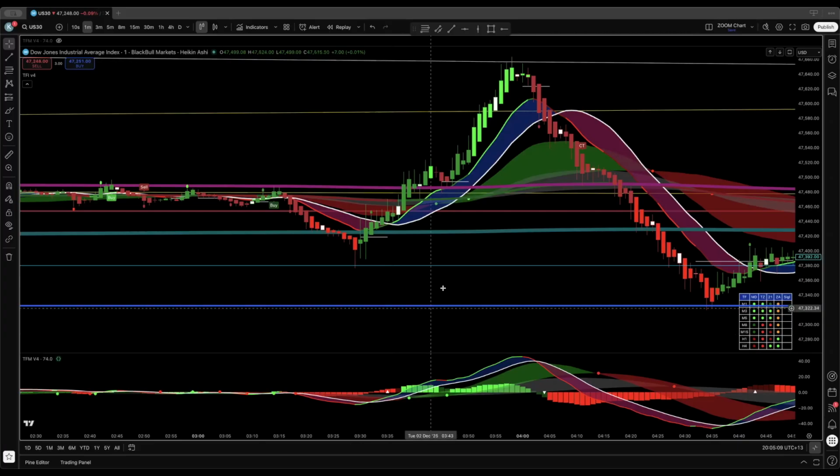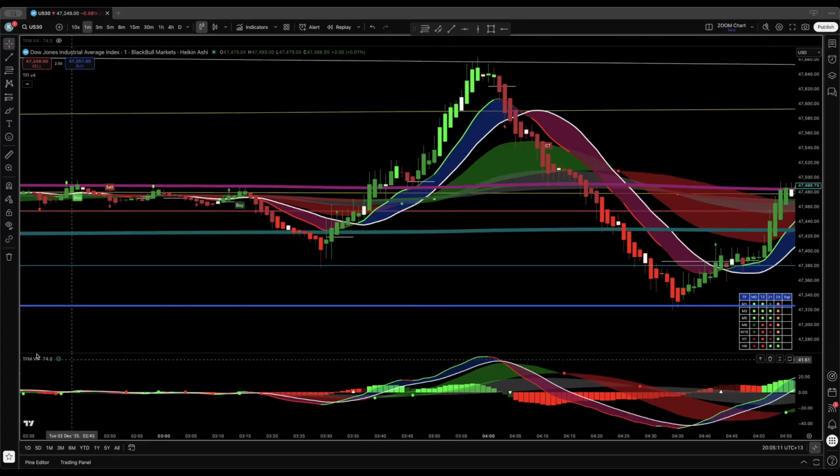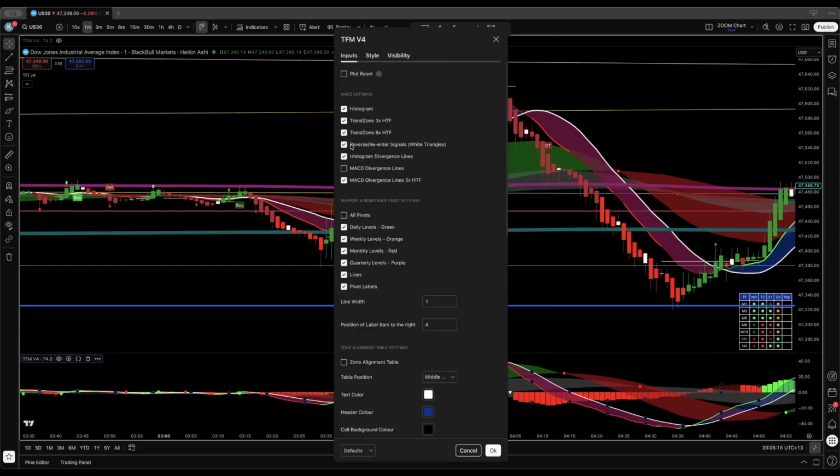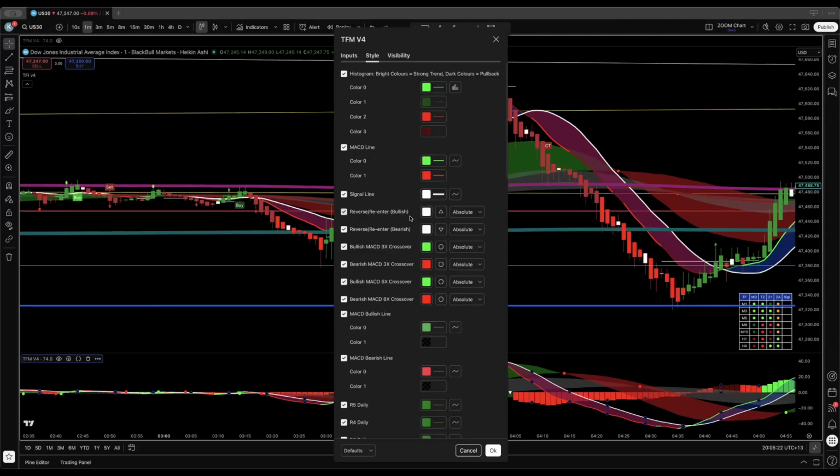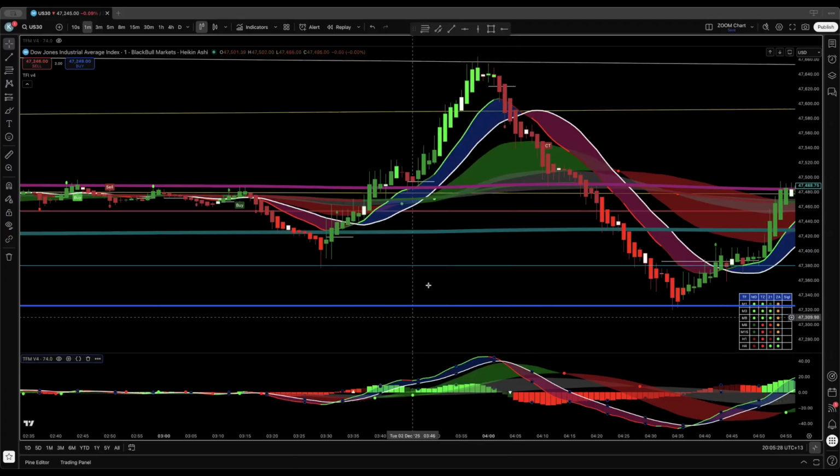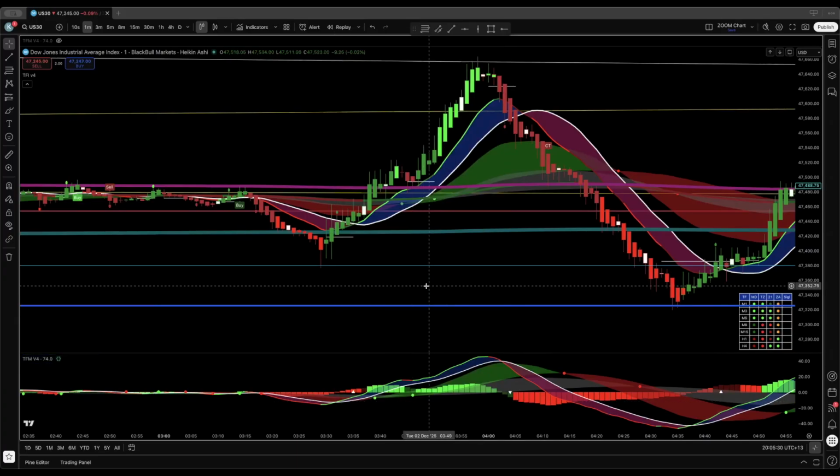So you can see in the indicator, if you go under inputs, you will see there it's got reverse re-enter signals, white triangles. And then of course, everything you can change. They're over here too. You can turn them on and off, change the colors if you want, but white seems to stick out well. So I've really tried to fine tune them so they don't plot often. When they do plot, there are a lot of pips.